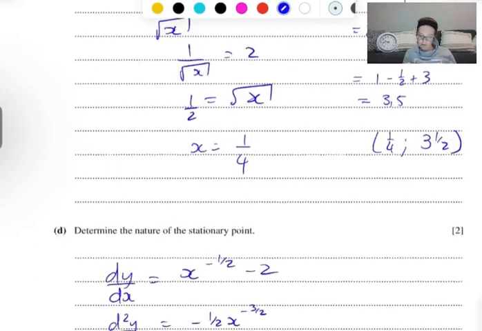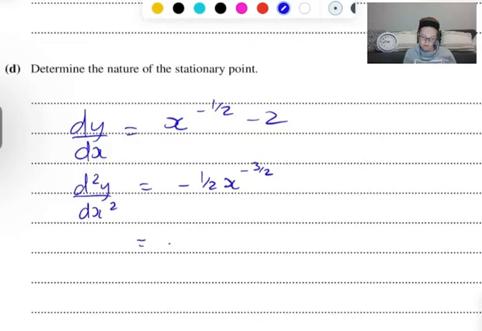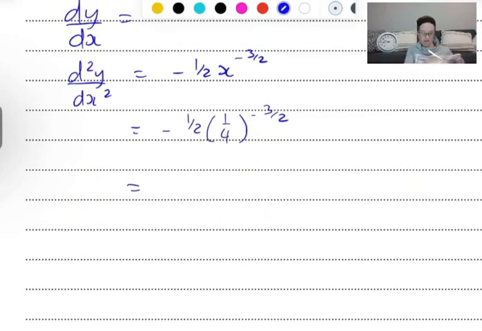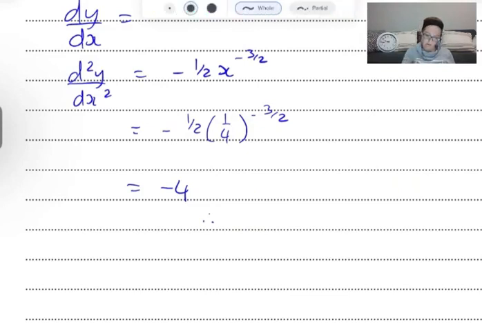Okay, so that's my derivative, and now I'm plugging in a quarter. And this is equal to, so it's minus 0.5. I get an answer of -4, so I'm going to have a maximum. Is it less than naught? Sorry, -4 is less than naught. Therefore, a local max.